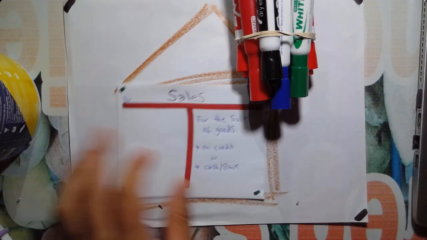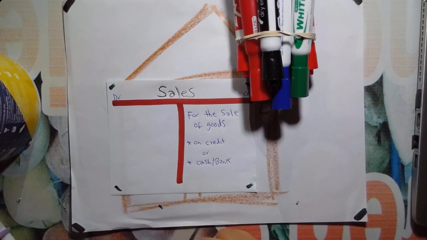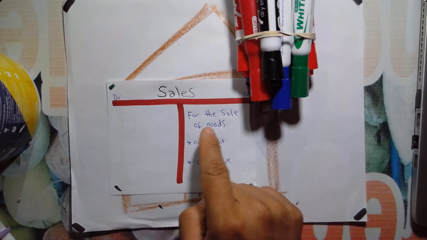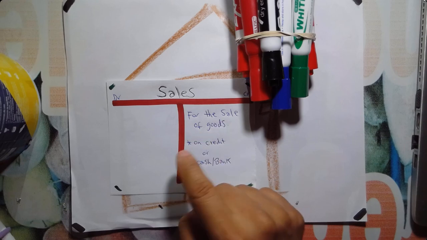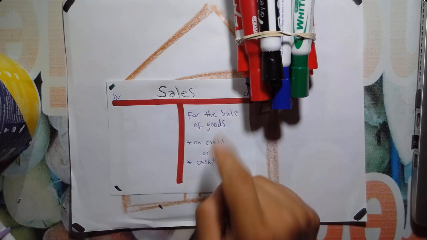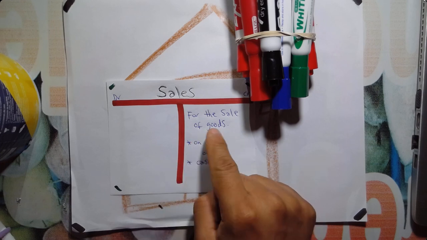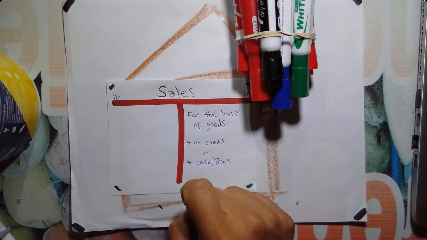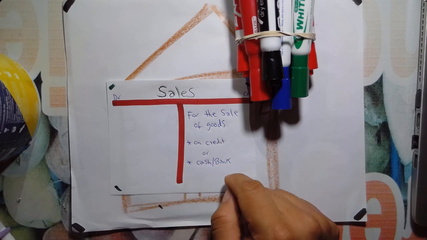So every time you sell inventory, you will use the account sales. Sales is used for the sale of goods. It must be goods, similar to the previous two accounts where you saw the word goods. So every time you sell goods, you will use this particular account with the name sales. And the sale, of course, can be on credit or they can pay you for it.